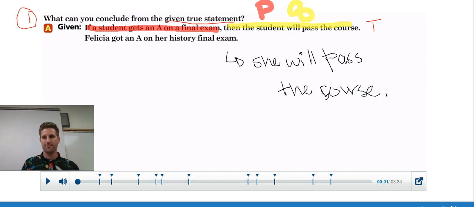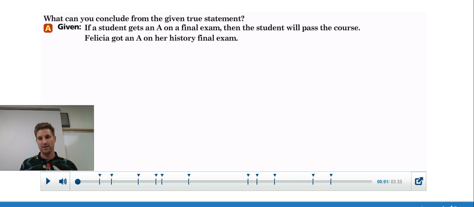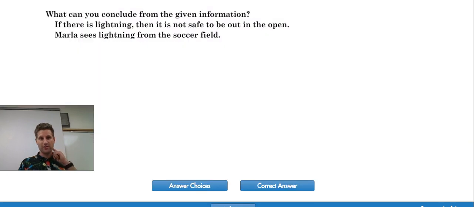Let's look at one more. This one I don't want you to write down, so follow along with me. What can we conclude from the given information? If there's lightning, then it's not safe to be out in the open. Maria sees lightning from the soccer field. Then it's not safe to be outside.